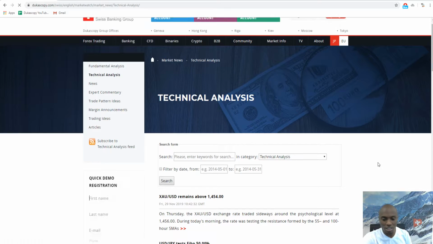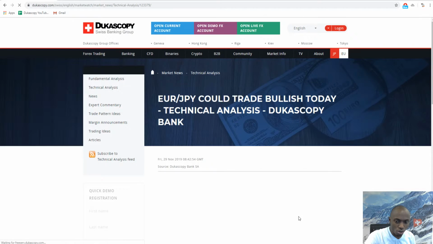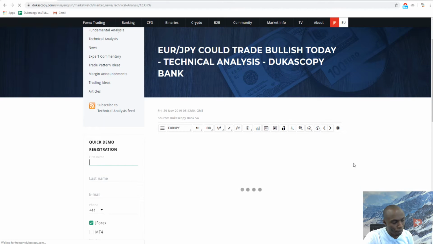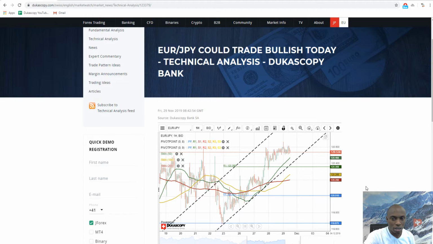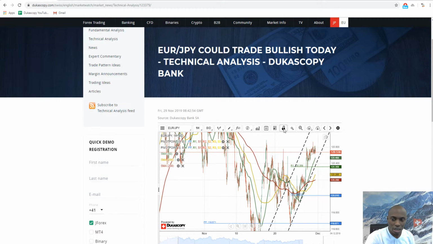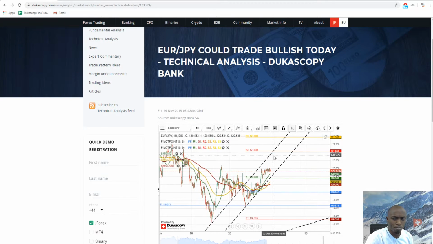And finally, for the exotics in this technical analysis, we have the Euro JPY, and the Euro JPY focus was that it could trade bullish today. And why? We can see this currency pair is already trading in an ascending channel, and this channel has been forming since the end of last week's trading session, since Friday last week, gradually moving.